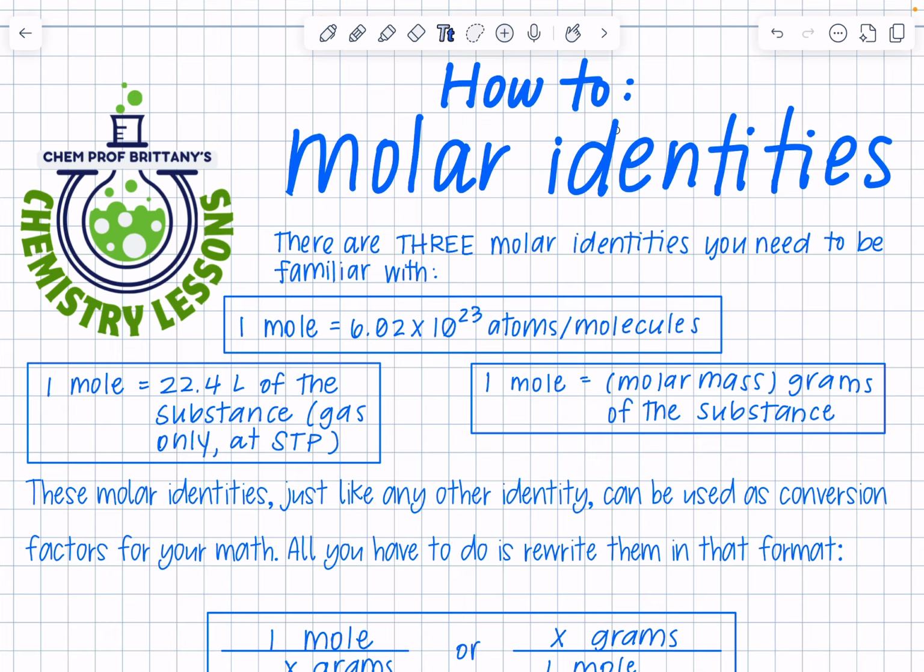Today, we're going to be talking about molar identities and how to use them. There are 3 molar identities that you need to be familiar with. The first one is the number of atoms or molecules that are in 1 mole of a substance, which is 6.02 times 10 to the 23rd power. This is called Avogadro's number.